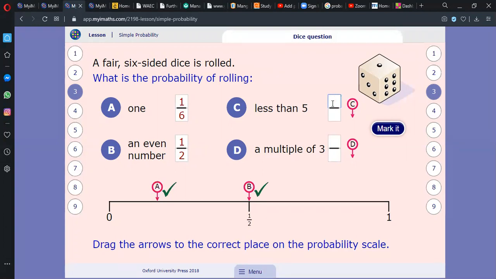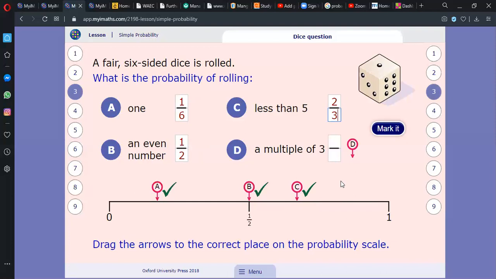So there are 4 numbers that are less than 5. So that means this should be 4/6. But just like I said, we can't leave our answer this way. We must always leave our answer in their lowest terms. So if you reduce 4/6, you should get 2/3. Okay, so 2/3 on the probability scale should be somewhere here. Exactly, and that's correct.